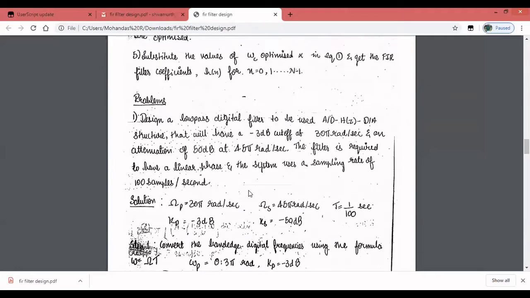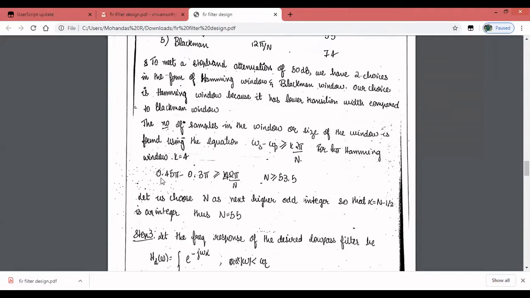Okay, so if you see in the numerical, I'm substituting omega s minus omega p, that is 0.45 pi minus 0.3 pi, which is greater than or equal to k equal to 4 into 2 pi by N. My value of N is greater than or equal to 53.5. That is, after substituting in this equation, I'll be getting my capital N value. The capital N value is 53.5. That is, it is a what?